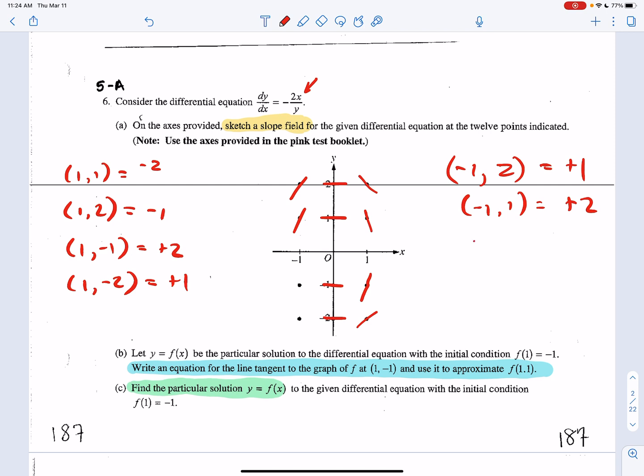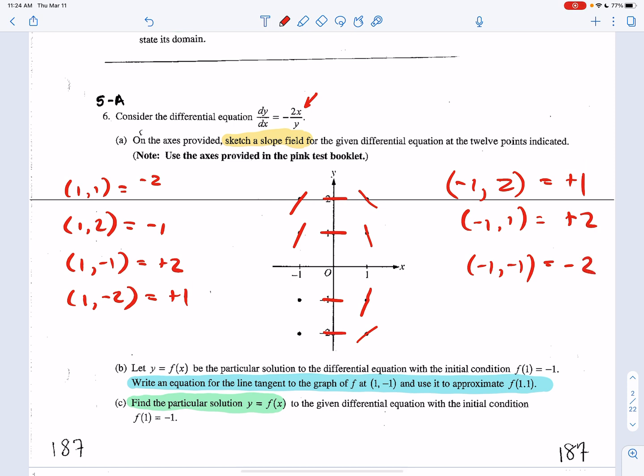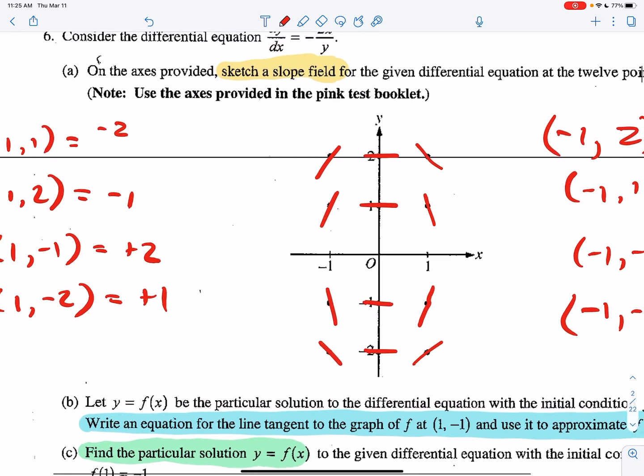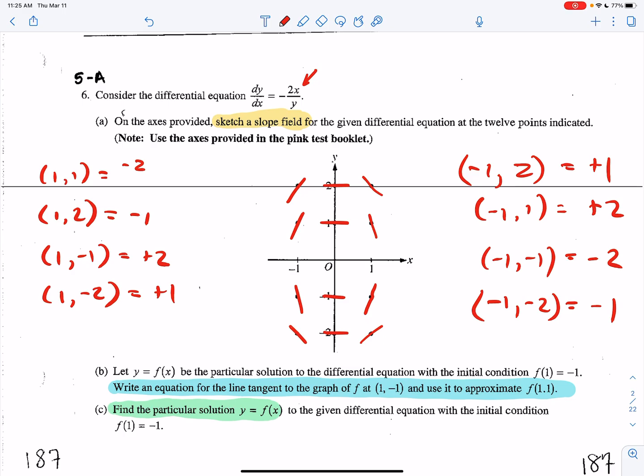-1, -1 will give me something negative. It's looking like -2. So negative and really steep. And -1, -2. That'll give me something negative, and then it's a 1. So negative, but not as steep as the previous one. Okay? Obviously, when you do this on your own, it's going to be a lot faster. Okay? But here's the important part.